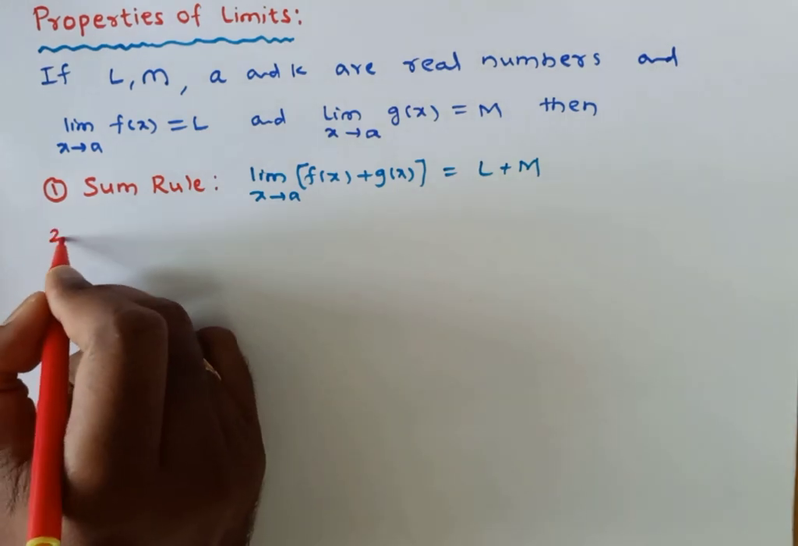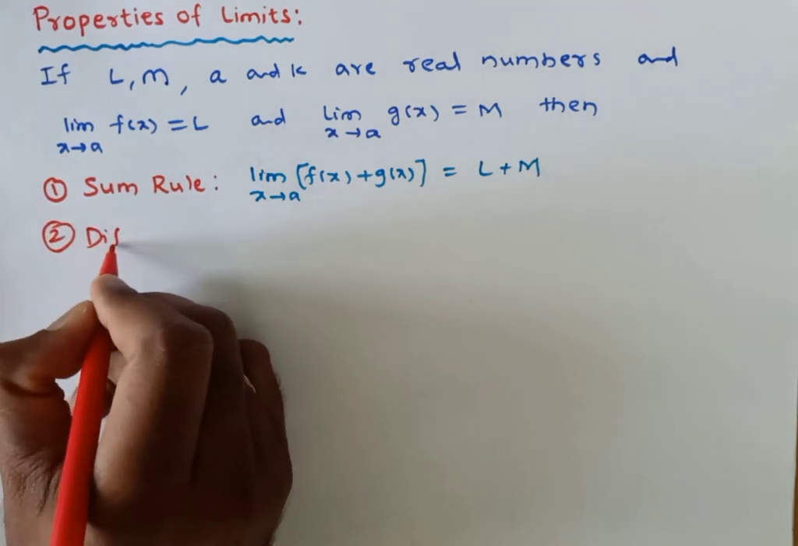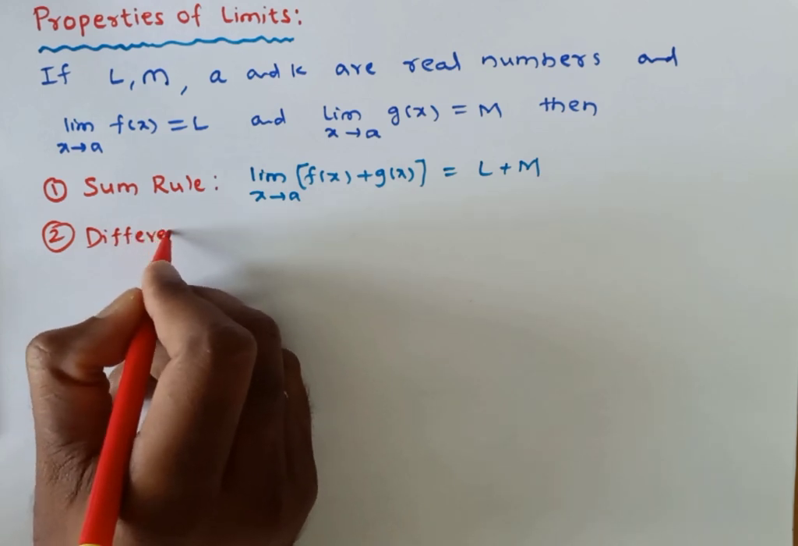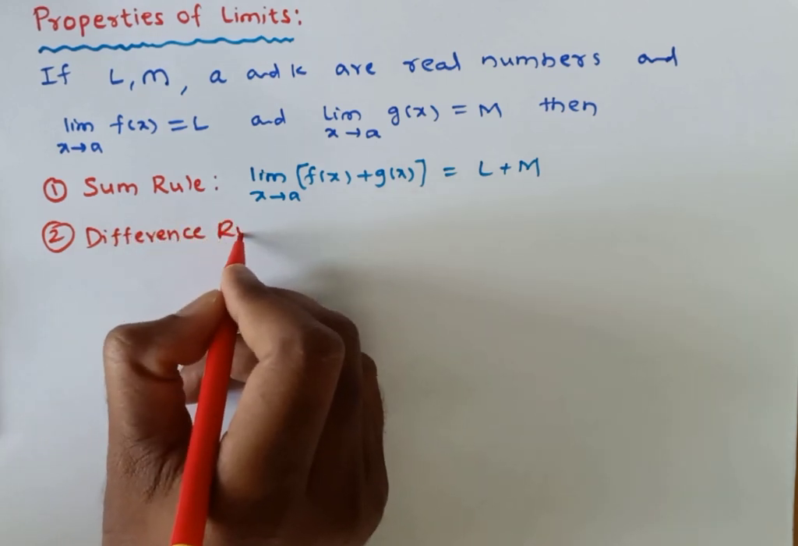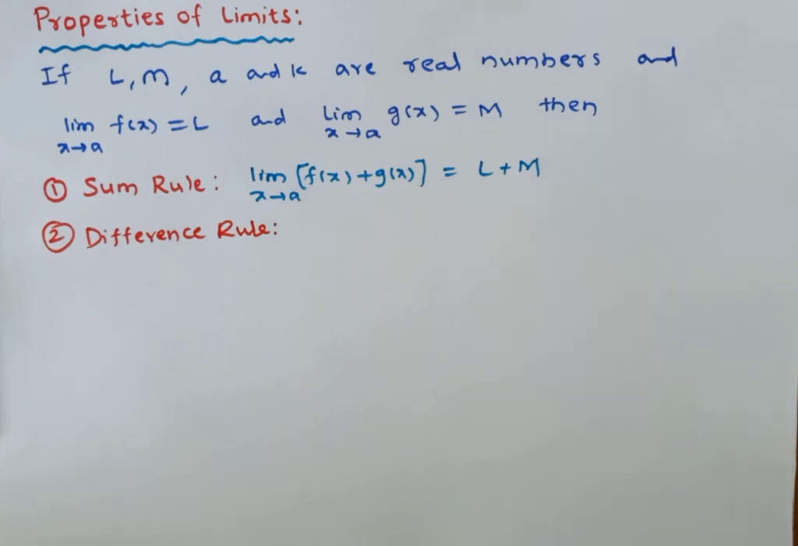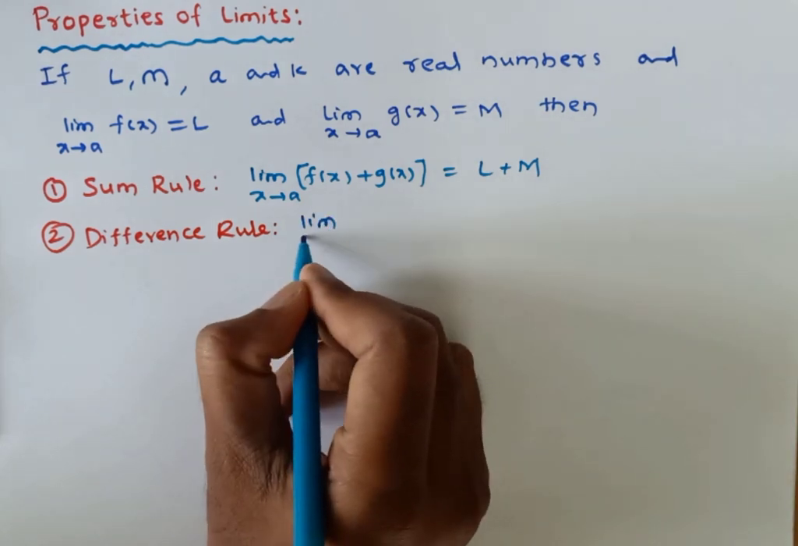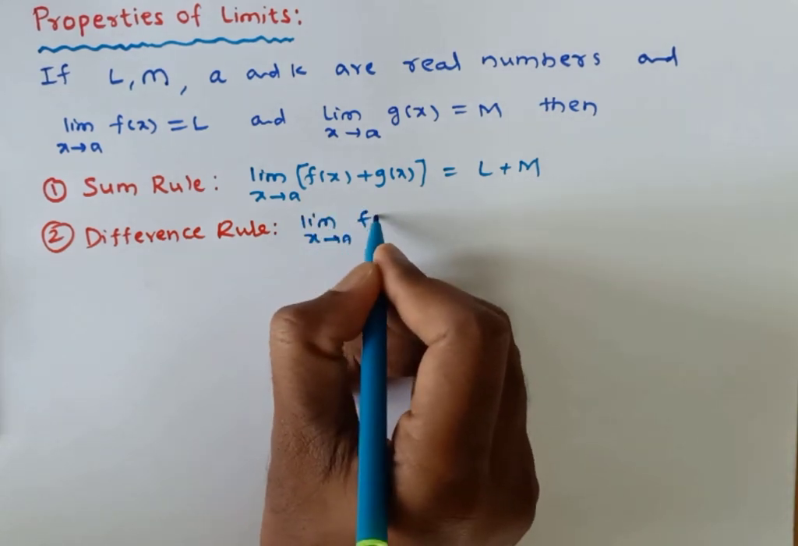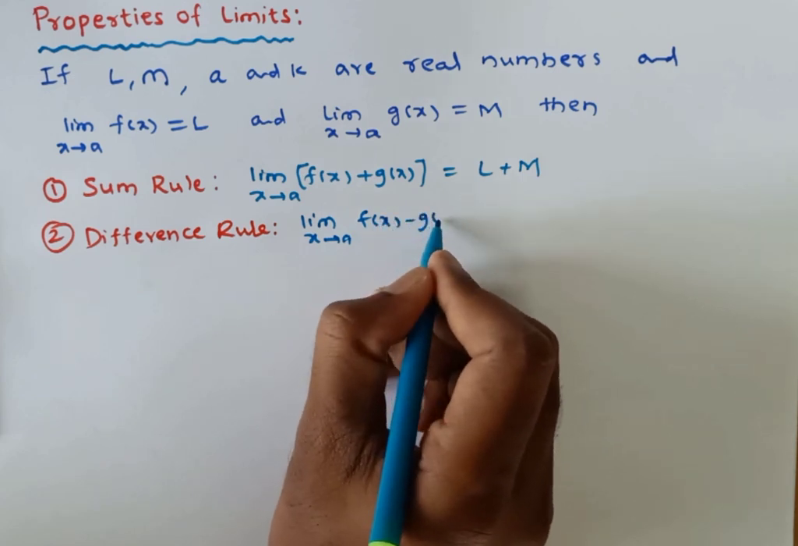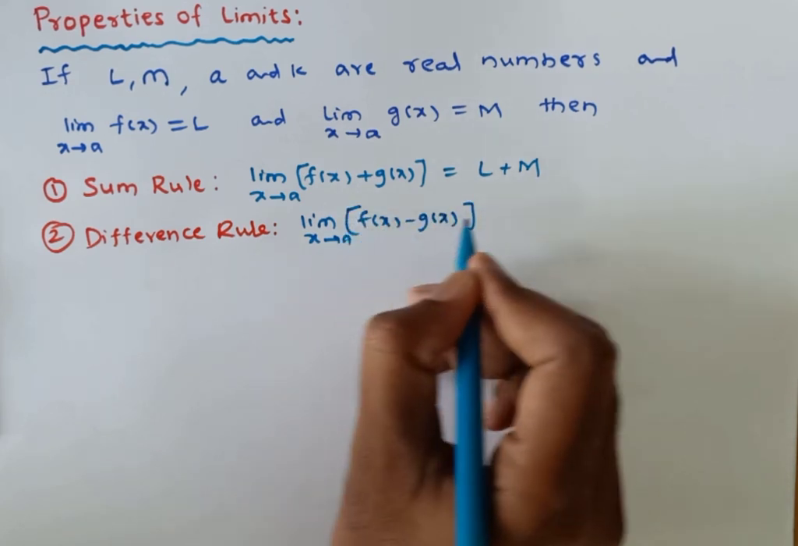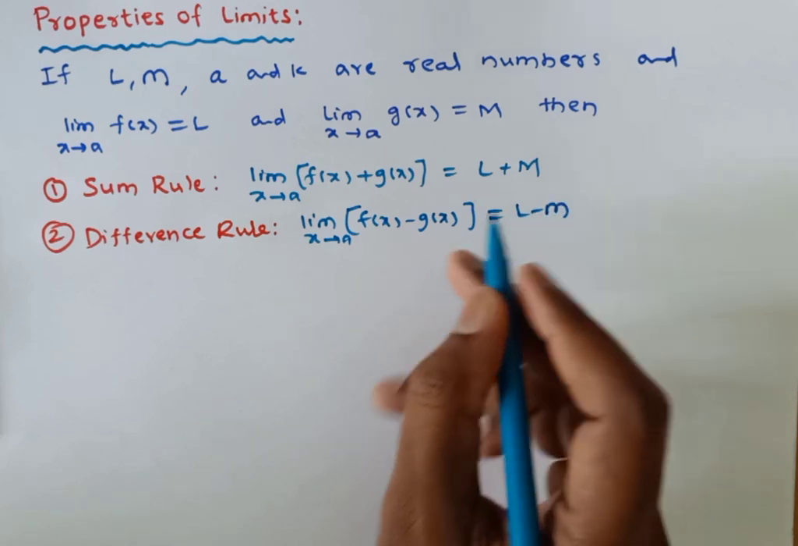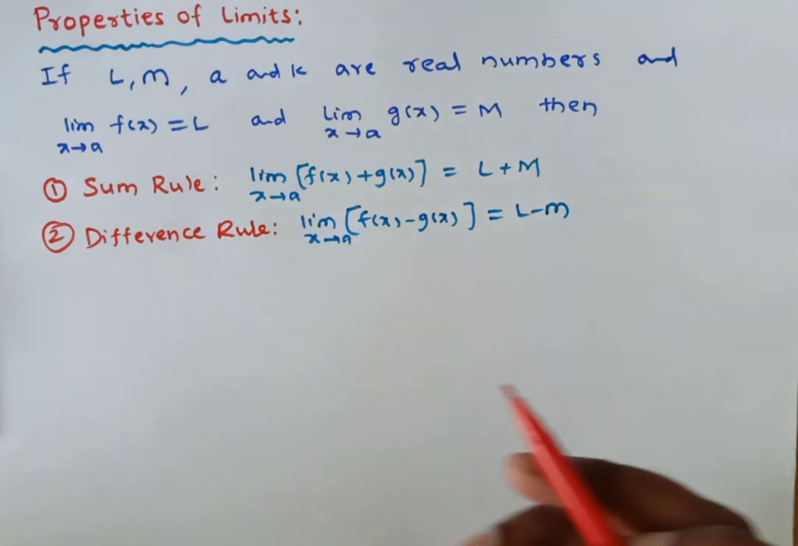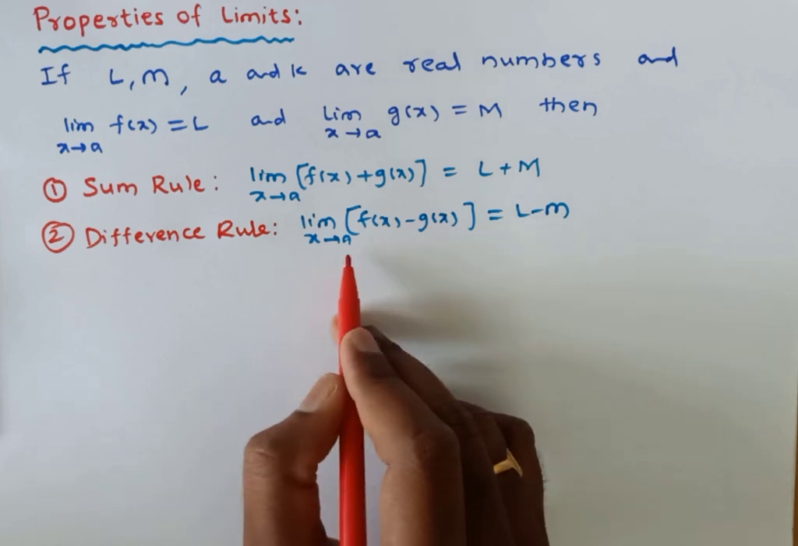Next, similarly, the difference rule. That is the limit as x tends to a of f of x minus g of x, so this is L minus M. Similarly, we apply the limit to f of x and g of x as x tends to a.